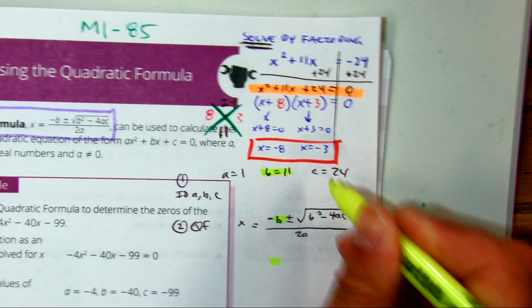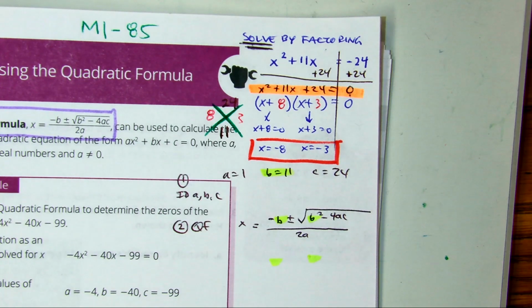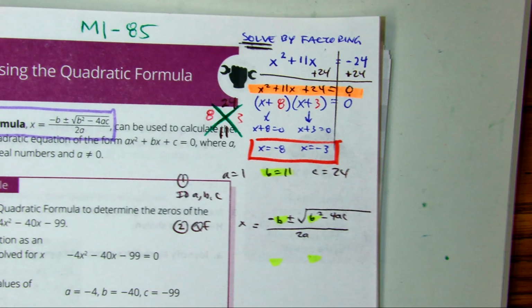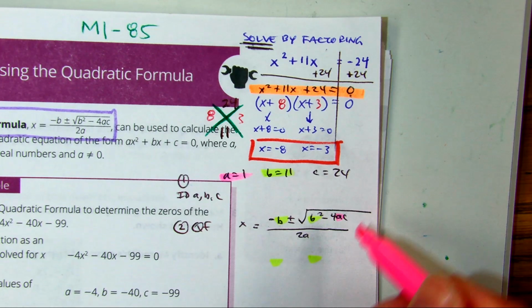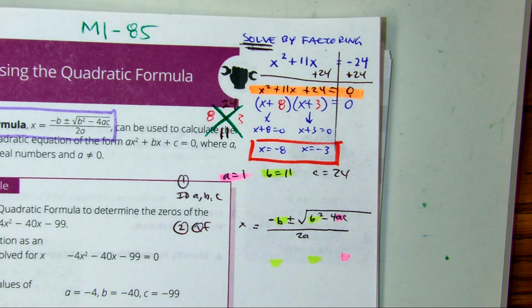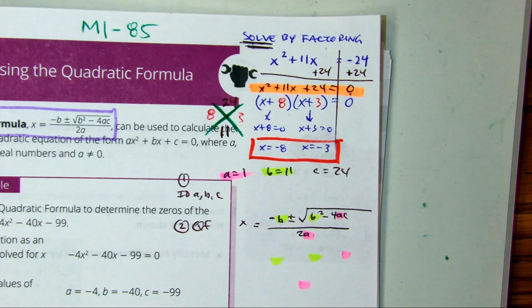So every b value we're going to write down what number? 11. I'm just using highlighters so you can visually see it. A value is 1. And c value is 24.